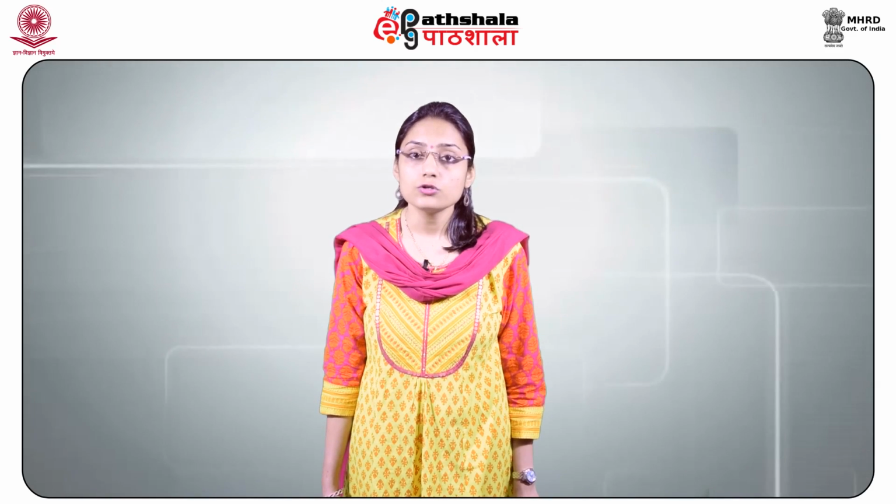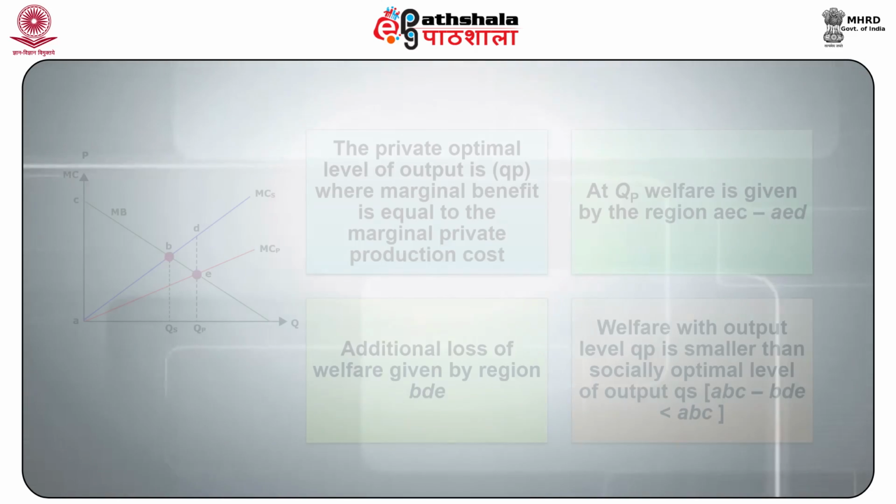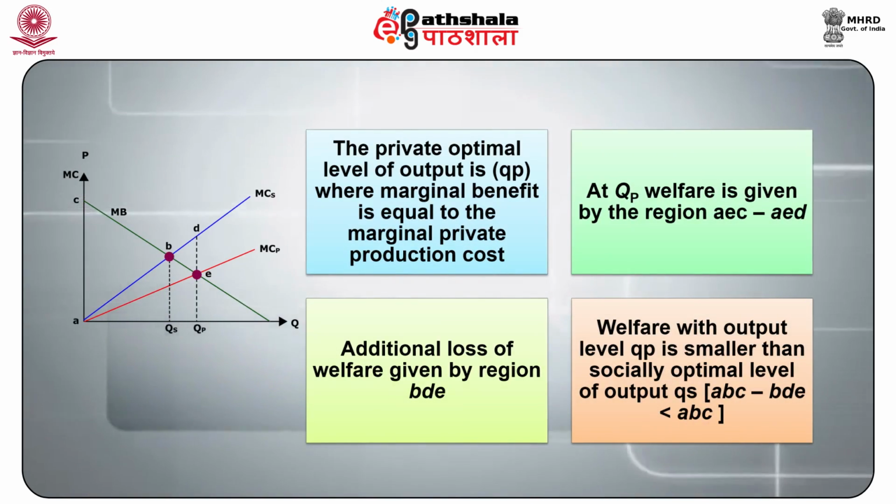However, production also generates benefits which can be viewed in the form of MB. Consider the figure where MB is a downward sloping curve. It is because as the output increases, the benefit accruing from each successive unit of output tends to be lower. The socially optimum level of output is QS, where marginal benefit is equal to the marginal social production cost. The social optimum QS generates economic surplus or welfare ABC.